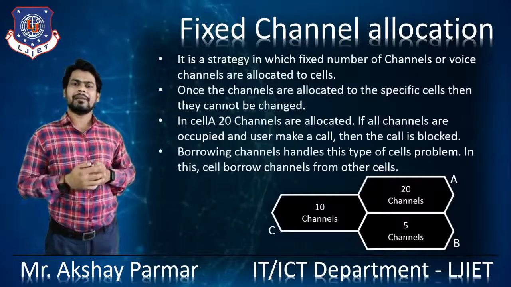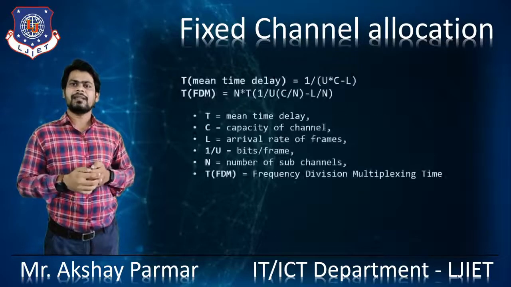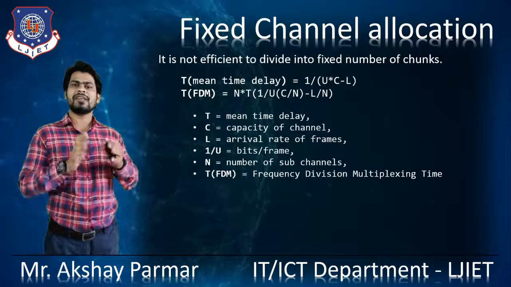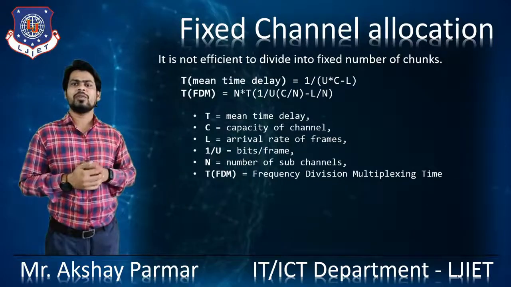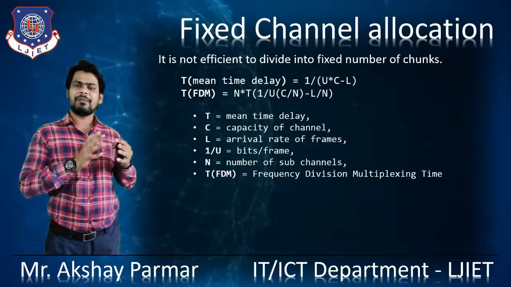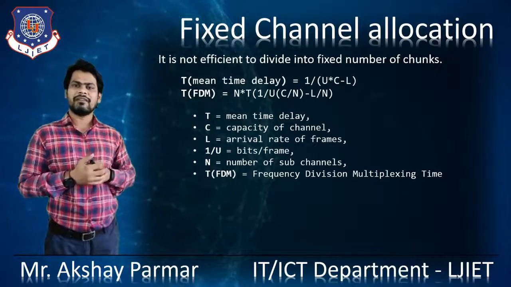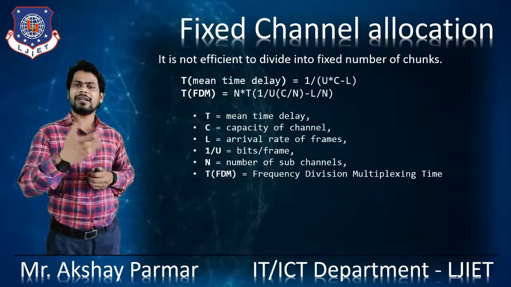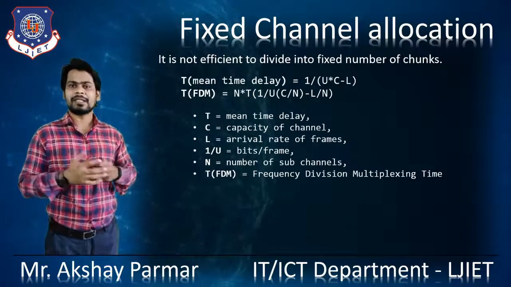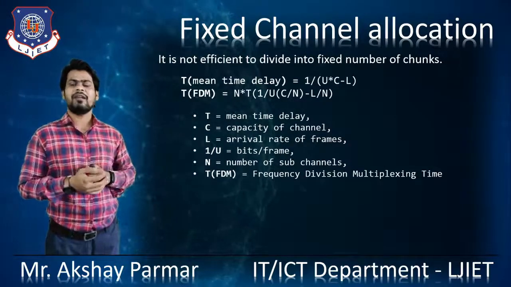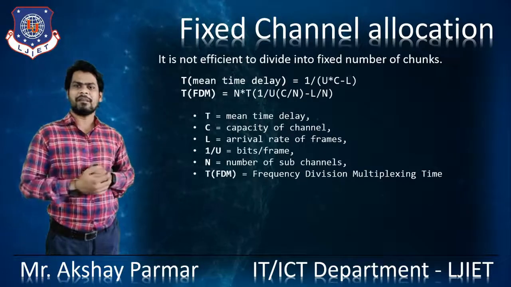So let's see some of the mathematical portion. In that, channel allocation is not efficient when divided into a fixed number of channels. So what is the formula for that? The mean time delay is T equals 1 divided by (μC minus λ), where T is the mean time delay, C is the capacity of the channel, λ is the arrival rate of frames, and 1/μ is the bits per frame, right?